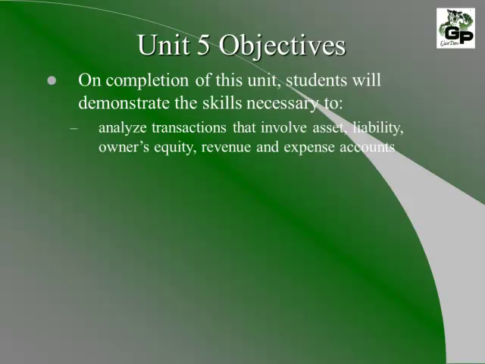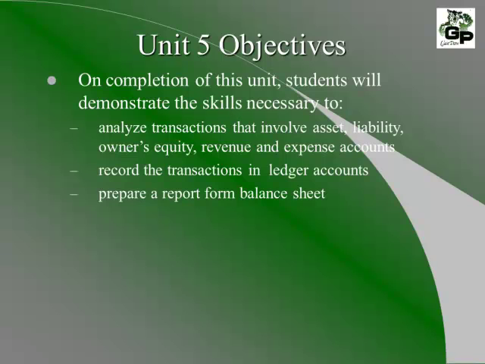The objectives of Unit 5 are to allow students to be able to demonstrate the skills necessary to analyze transactions that involve 5 different types of accounts: asset accounts, liability accounts, owner's equity accounts, revenue accounts, and expense accounts. They'll be able to record the transactions in any of these 5 different types of ledger accounts. Based on these transactions and the ledger information, they will be able to prepare a new report form balance sheet. They will be able to prepare financial statements from a trial balance.